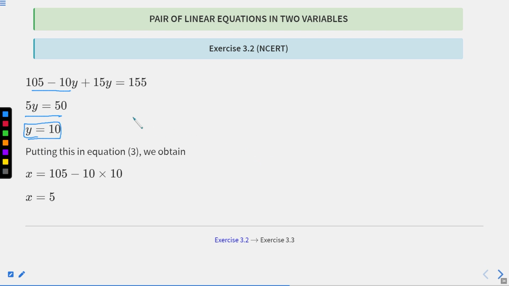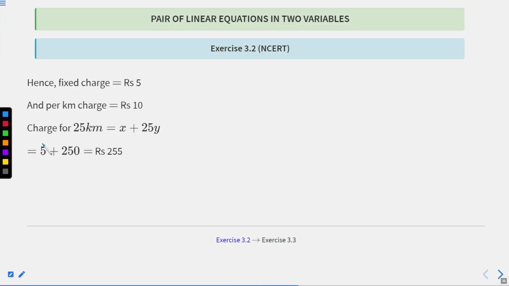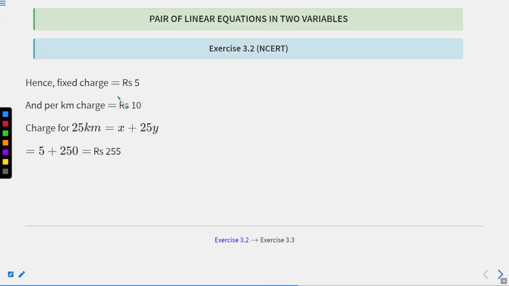Now putting this value in equation number 3, we obtain the value of x equals 105 minus 10 times 10, that is 105 minus 100, and this is equal to 5. So the value of x is 5 and the value of y is 10. Hence the fixed charge is rupees 5, and the per kilometer charge is 10 rupees.